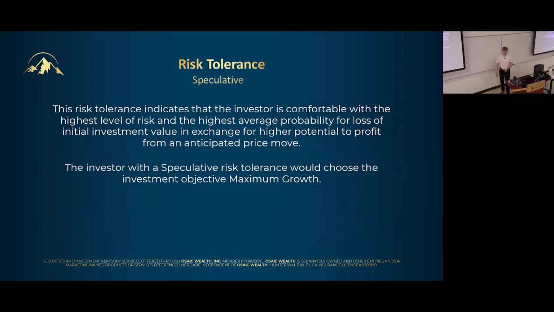Lastly, we're talking about the one that I hope no retiree ever is: speculative. This is when you hear about your grandson trading options on Robinhood. That's probably who this is going to be. This risk tolerance indicates that the investor is comfortable with the highest level of risk and the highest average probability for loss of initial investment value in exchange for higher potential to profit from an anticipated price move. So the investor with a speculative risk tolerance would just choose that maximum growth.